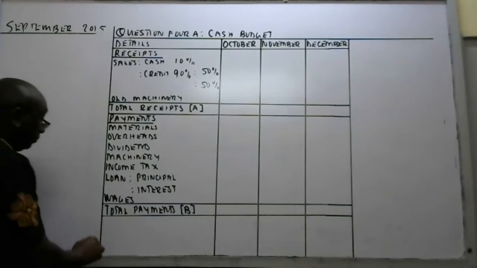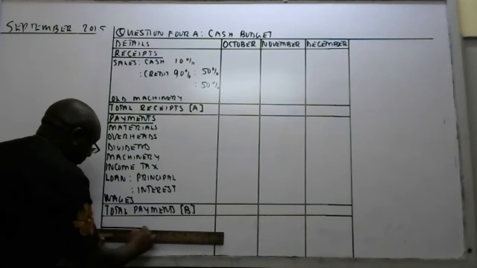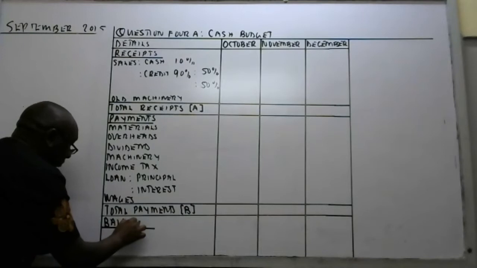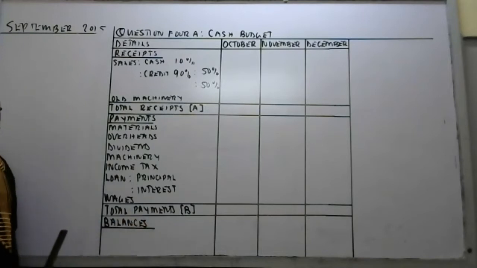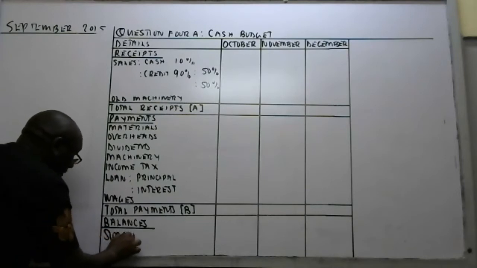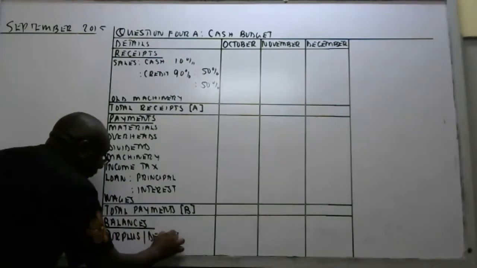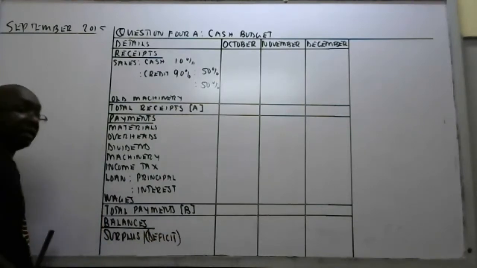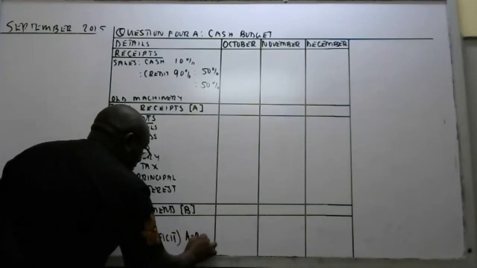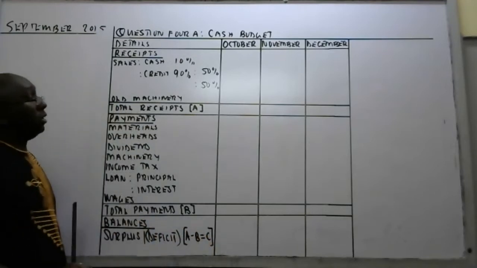Then we come to this other side, which is usually called balances. For the balances, we are talking about surplus or deficits, and deficits go in brackets. This will be arrived at as A minus B, which you call C.